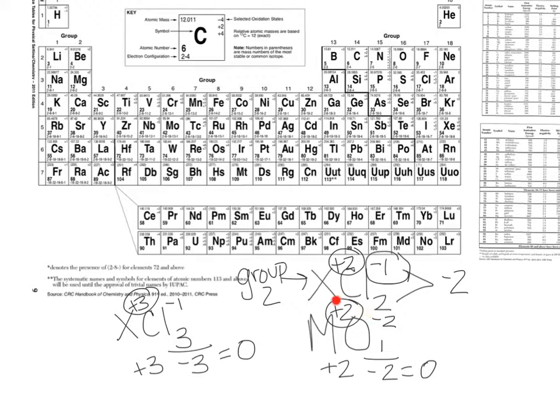Same thing with M here, where we decided it was +2. It is likely, I'm going to change colors, it is likely a group 2. So M is likely group 2 or possibly 12. And then over here, where we decided X was +3, that's a little tougher. It's definitely group 3, but if you look closely, it could also be group 13. So this one could be group 3 or 13.